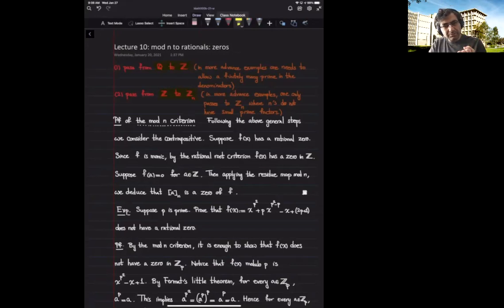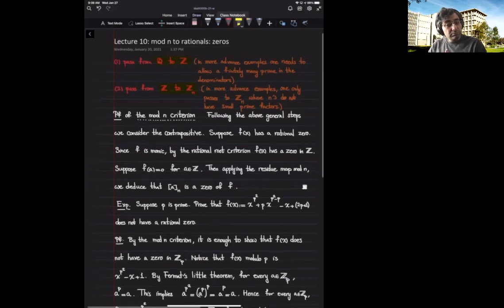We typically think about the contrapositive. Then the first step is going from rational numbers to integers. And the next step is going from integers to the ring of integers modulo n. Usually the first step is the hard part. It's not that easy to pass from Q to Z. Going from Z to Z sub n, this step is usually just applying the residue map and using the fact that it's a ring homomorphism, with certain care, of course.